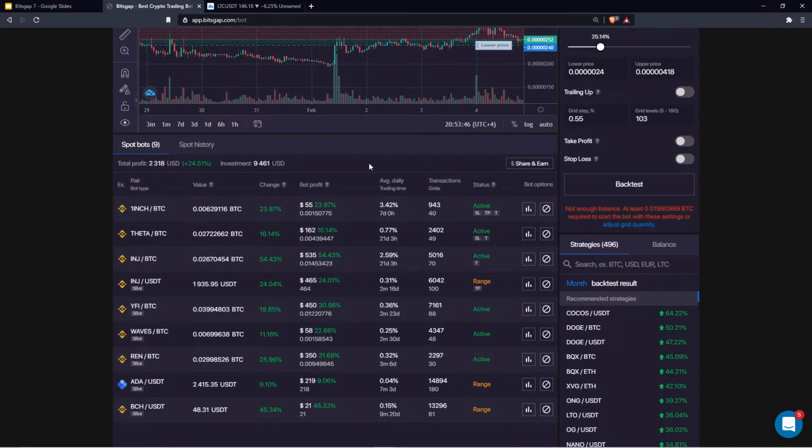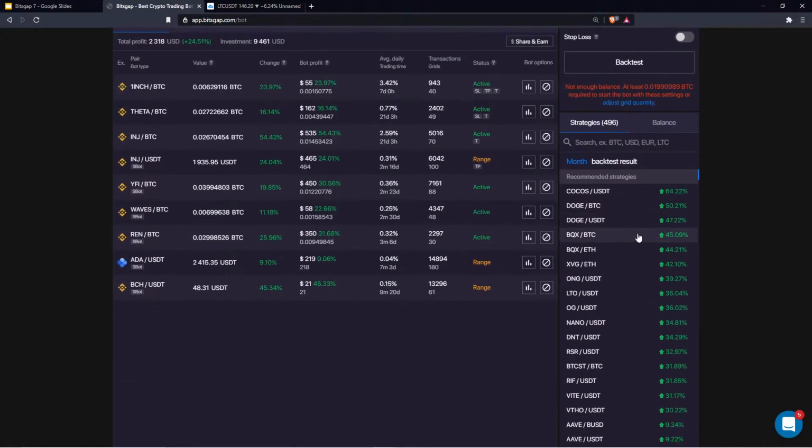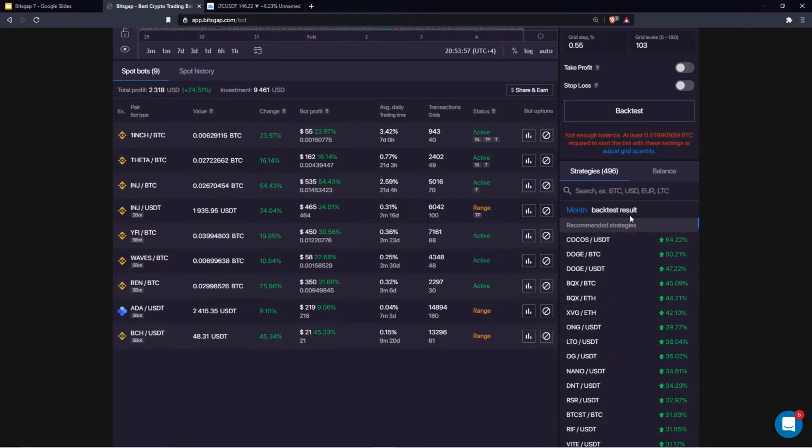Okay, even if you don't know which crypto to trade, if you scroll down here you see recommended strategies, and these are top performers based on monthly backtest results. So you see the coin, which is called Caucus. It made 64%, and that means that the bot managed to make 64% for the period of 1 month. If you look at the Doji coin, it just made 50%.